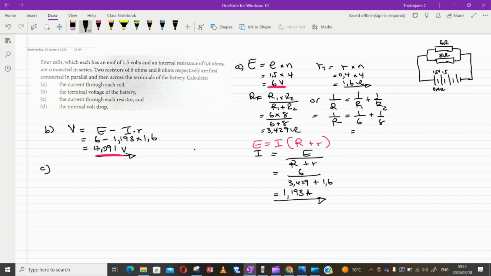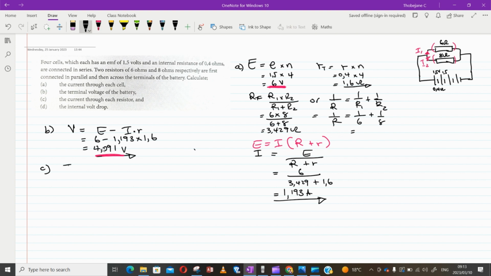Let us look at number C, the current through each resistor. Which resistor? The external resistance. These resistors, we need the current through these two resistors. Remember, when the resistors are connected in parallel, they are not going to share the same current. We're going to have I1 and I2, but they will share the same voltage, which is the 4.091 volts.